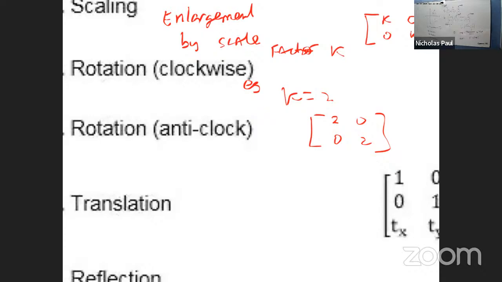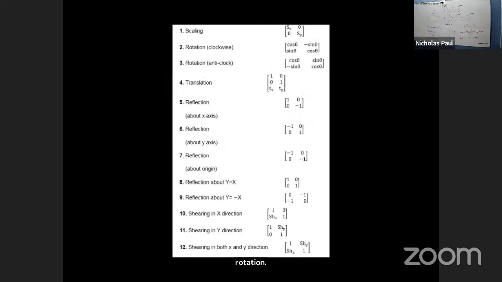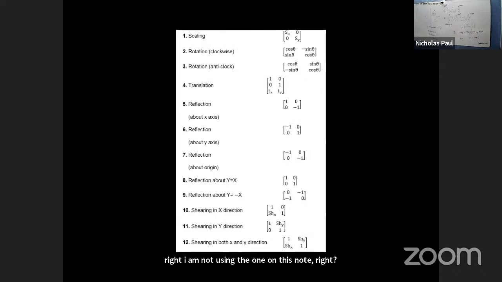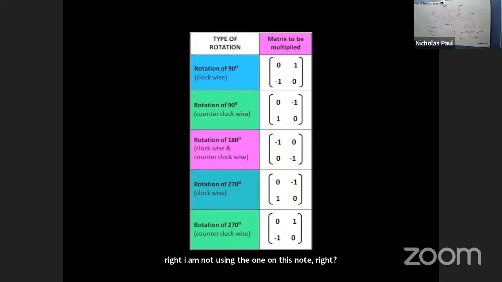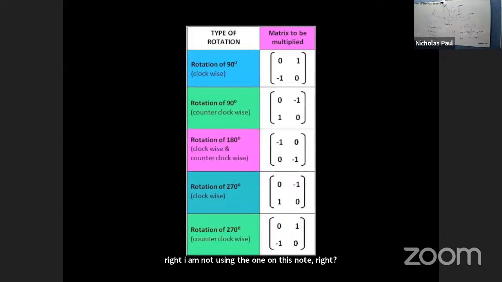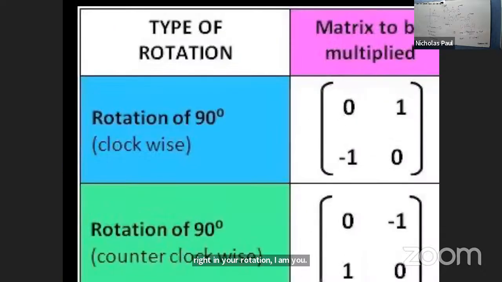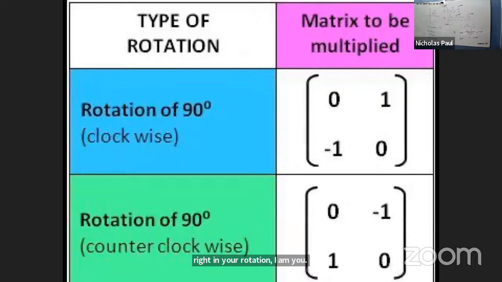All right, next one is rotation. I am not using the one on this note. For rotation, I am using a different one. Do you see that? Those two: rotation clockwise, anti-clockwise.